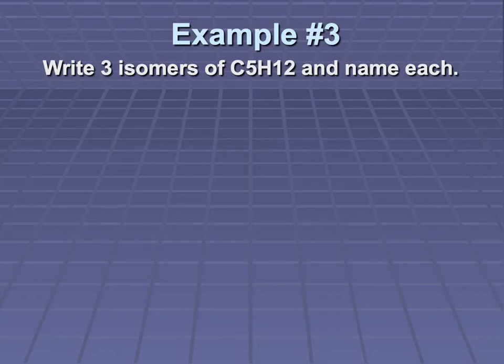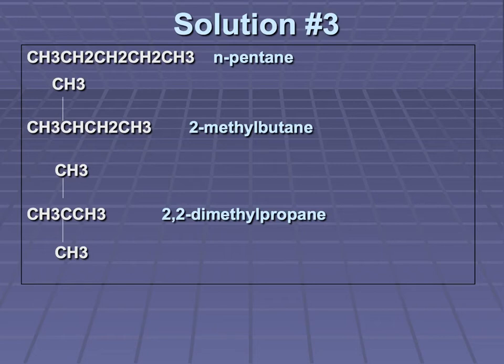Okay, so this is something that you should try on your own, and then go on to the next slide to check your answers to see if you were on the right track or not. Okay, so then let's take a look at what the answers are. Okay, so these are 3 possible isomers for C5H12.